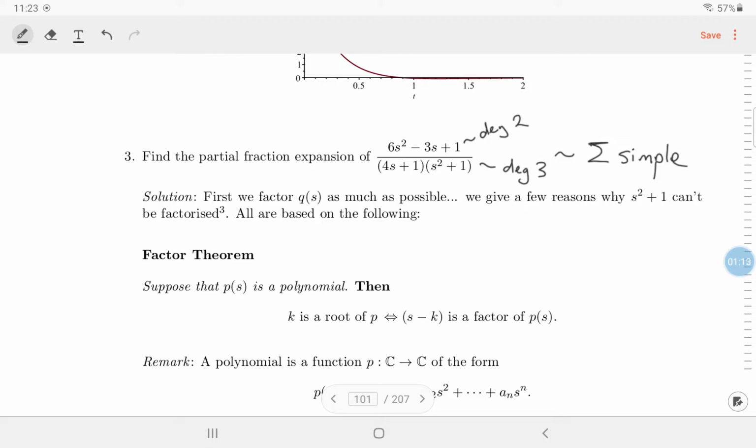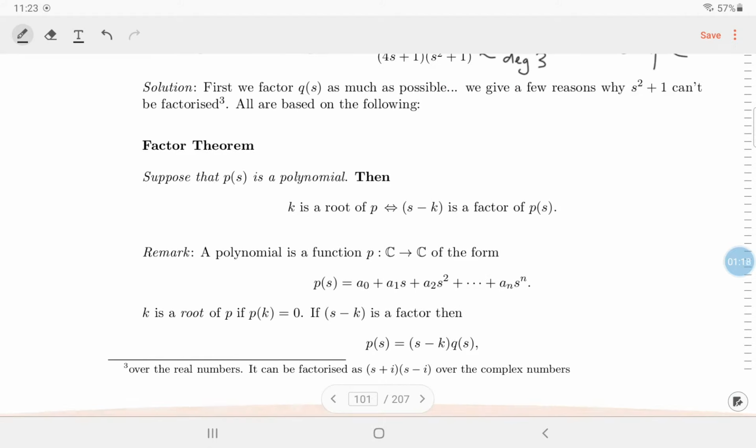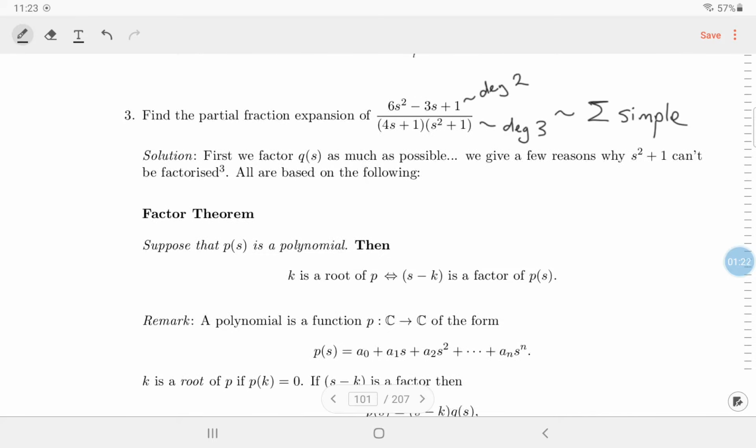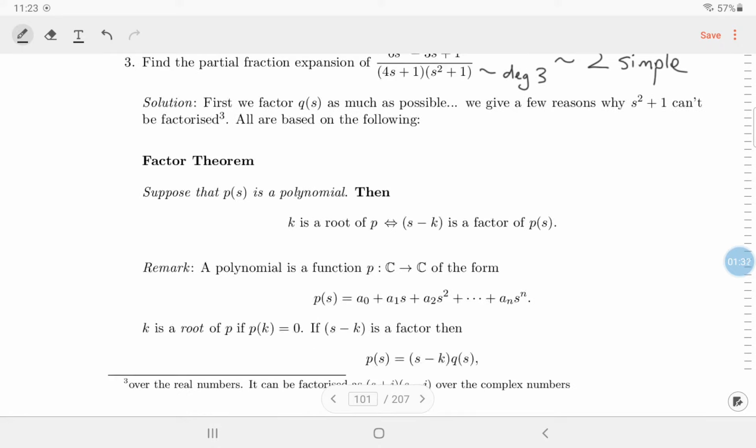Now 4s plus 1 is done, but what about s squared plus 1? Can we factorize this further? There's a comment there, it can be factorized over complex numbers, but we won't be going there. So I'm going to give you some reasons why you can't factorize it, and they're all going to boil down to this factor theorem, which we probably mentioned before, but now we're really going to mention it.